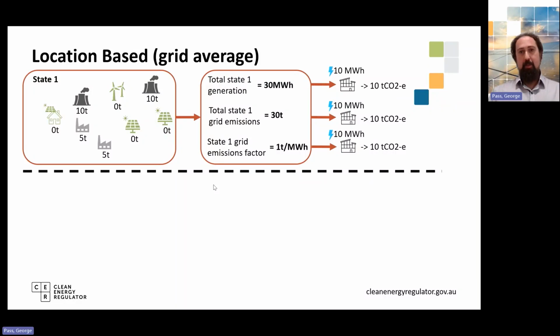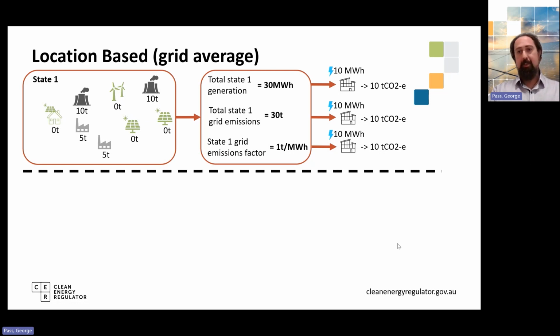But what do the two approaches, location and market, actually look like in practice? I'll go through a couple of examples to demonstrate this. Firstly, under a location-based approach, emissions intensity associated with grid electricity is based on the average emissions intensity of all generators in the local area. For Australia, the grid is divided into states for the purposes of approximating the locational emissions intensity of electricity in the grid. This is also called the grid emissions factor.